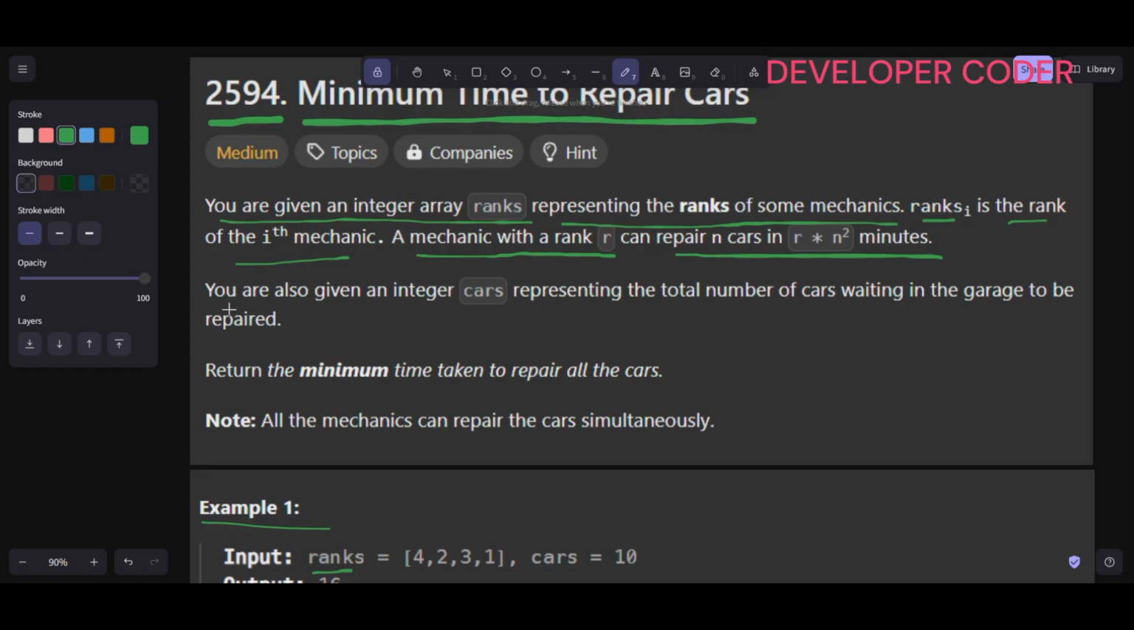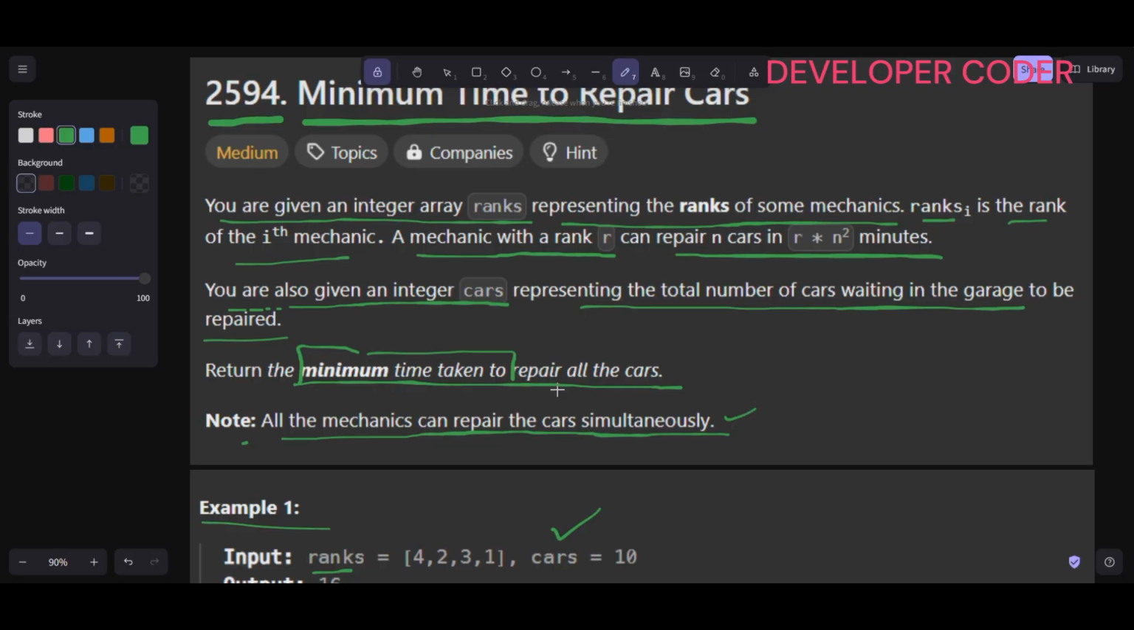You are also given an integer cars representing the total number of cars waiting in the garage to be repaired. See this cars is equal to 10. That simply means that there are 10 cars that need to be repaired. Now we have to return the minimum time taken to repair all the cars. Note that all the mechanics can repair the cars simultaneously.